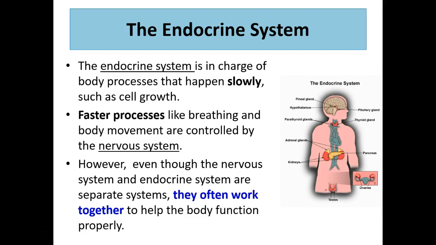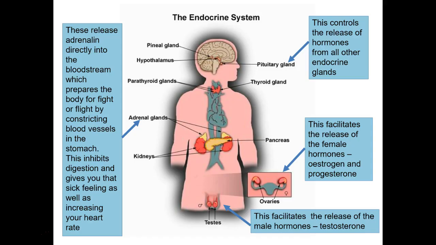Now let's have a look at the endocrine system. The endocrine system and the nervous system work together to help your body interact with the outside world. The endocrine system is a little bit slower than the nervous system. It controls your body by sending hormones through the blood. These are chemical messengers, and they are sent around the body and give your body instructions as to how to behave.